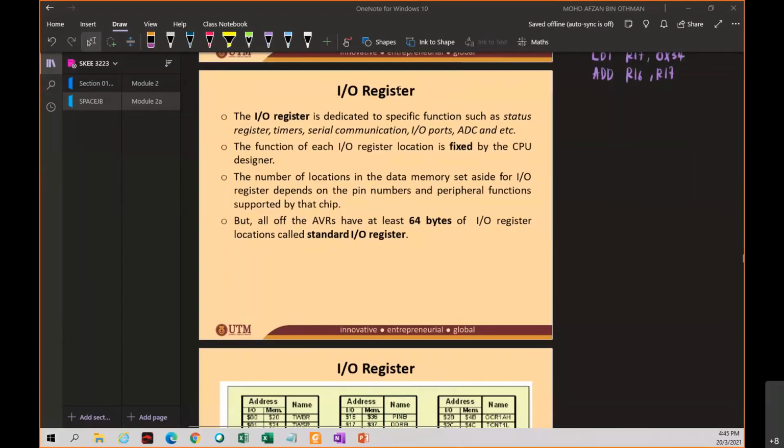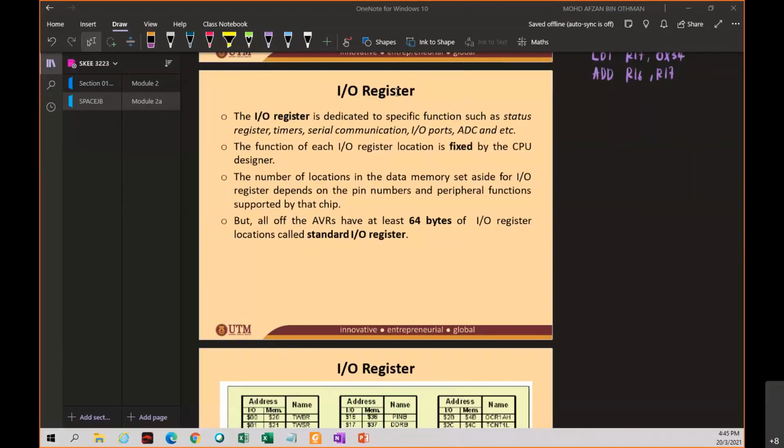Okay, just now we stop at the I/O registers. Okay, kita dah tengok GPR. Now we're going to see the I/O registers. Boleh dengar saya? Semua boleh dengar saya? Asfawati boleh dengar tak saya cakap?